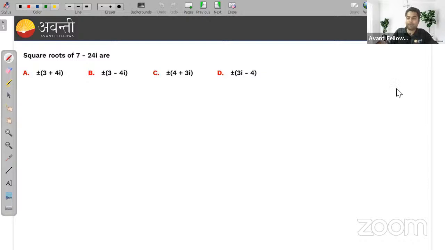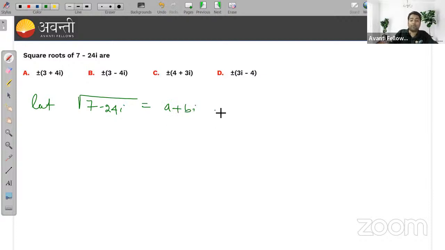So some of you answered that option D is correct. Let's check what the answer is. See, here we have the complex number 7 minus 24i, and we need to find the square root of this. So what is the first step? First step is let's assume the square root of 7 minus 24i as a plus bi.